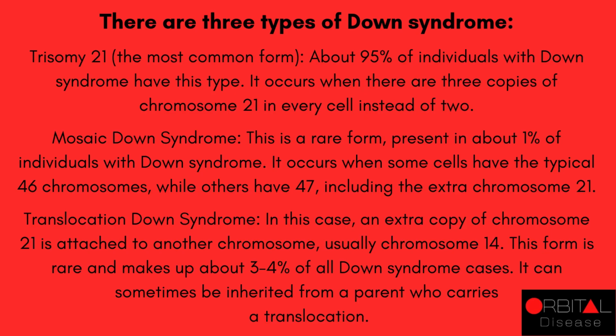Translocation Down syndrome. In this case, an extra copy of chromosome 21 is attached to another chromosome, usually chromosome 14. This form is rare and makes up about 3 to 4% of all Down syndrome cases. It can sometimes be inherited from a parent who carries a translocation.